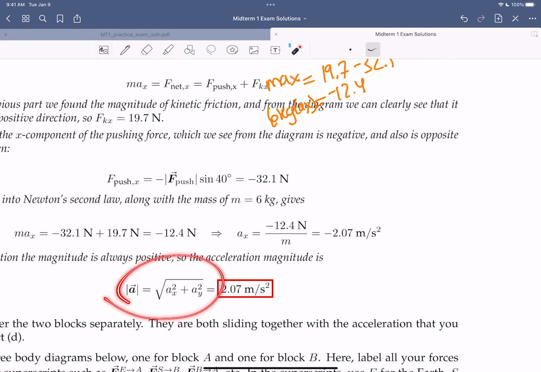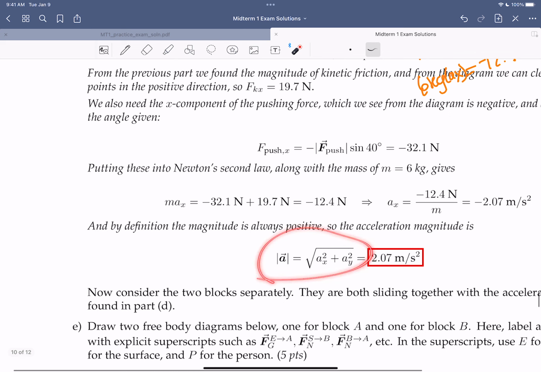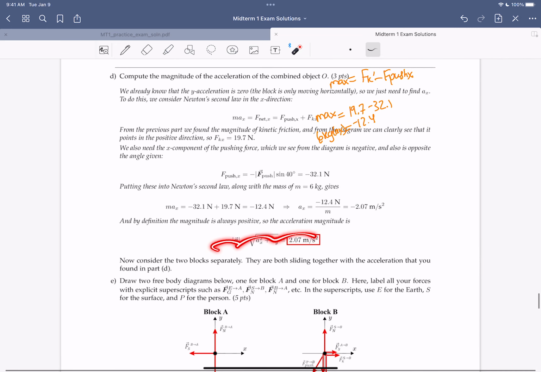This is just extraneous. You really don't have to do it because you already know that there's no acceleration in the y direction. So it doesn't make sense to do 2.07 squared plus 0 squared, and take the square root of that. That's just going to be 2.07. You're just back where you started. You already have your acceleration here. Just take the absolute value of that, and that gives you the magnitude of the acceleration. We good for D?